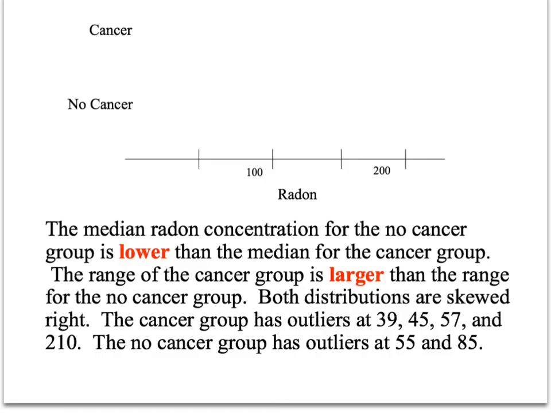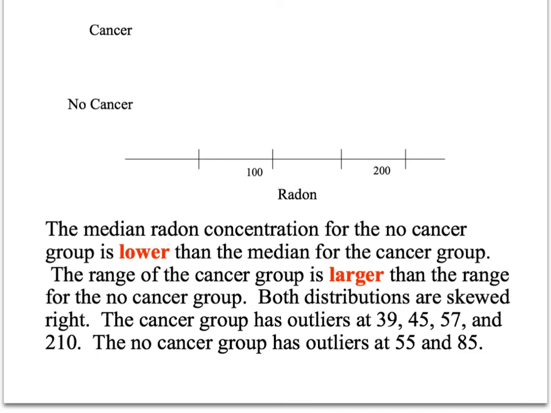Now, for some reason, when I transferred the PowerPoint to my app, my box plot disappeared. But if you create it on your calculator, you should be able to see it, and it should also be on your notes printout. If you don't have one of those, they're available online or through the email that I sent. When comparing those, we'll notice that the median radon concentration for the no cancer group is lower than the median for the cancer group. The range is larger for the cancer group than for the no cancer group, and both distributions are skewed right.